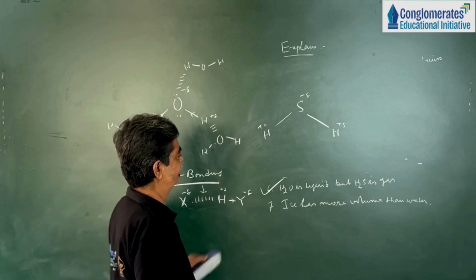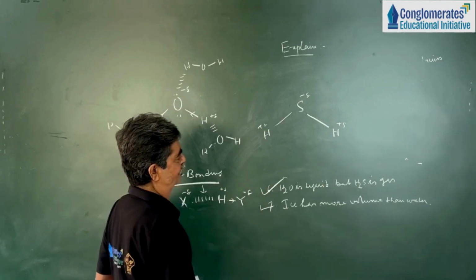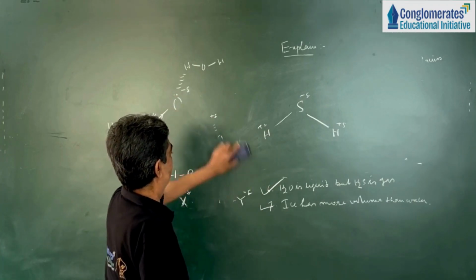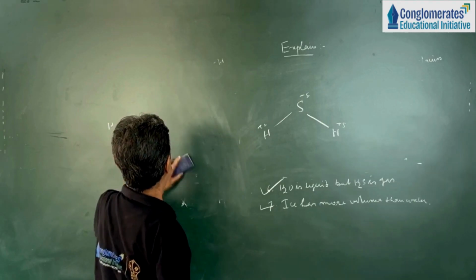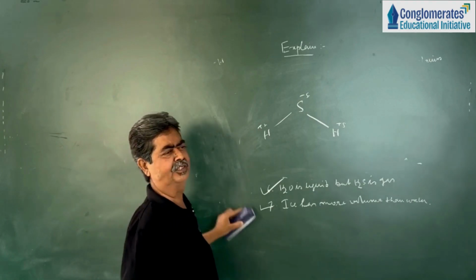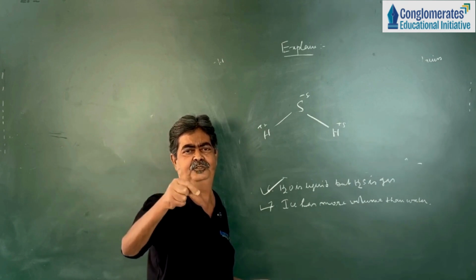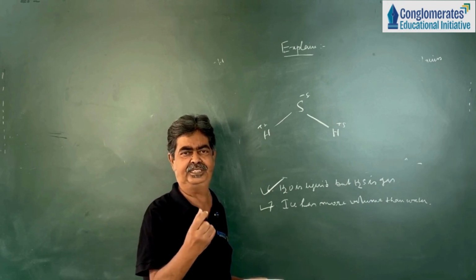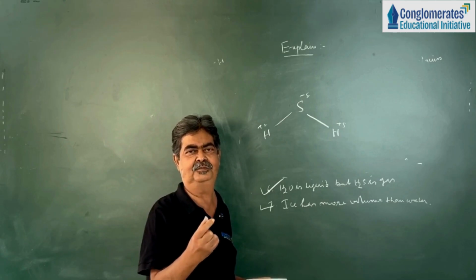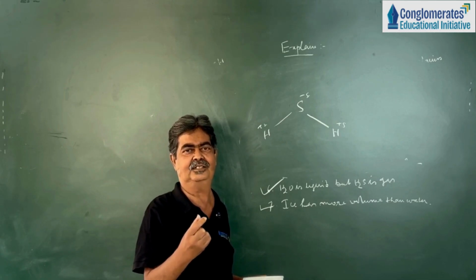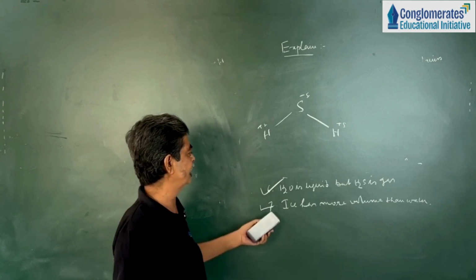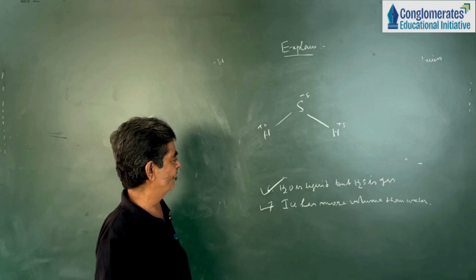The last question is, ice has more volume than water. It's also very interesting. We know that ice has more volume because if you take a glass of water and put in ice, you will see that ice is floating, which indicates that ice has less density than water, or ice is lighter than water. Now, how will I explain that ice has more volume than water?